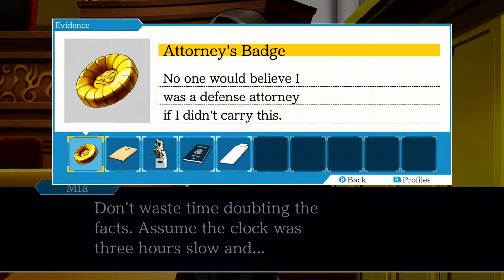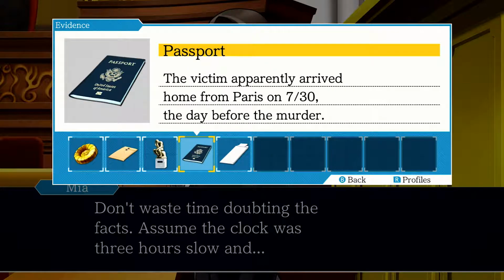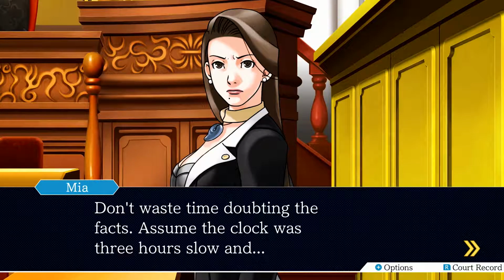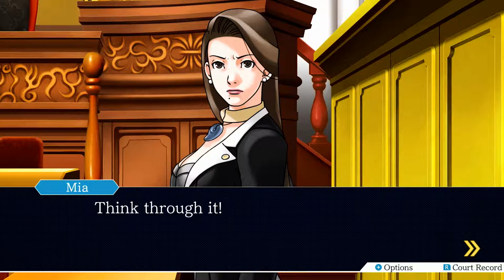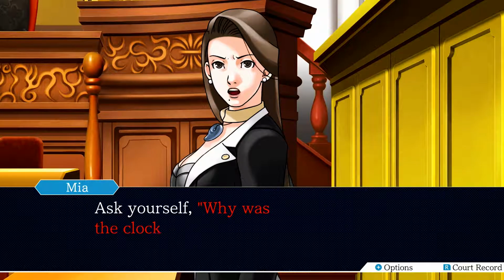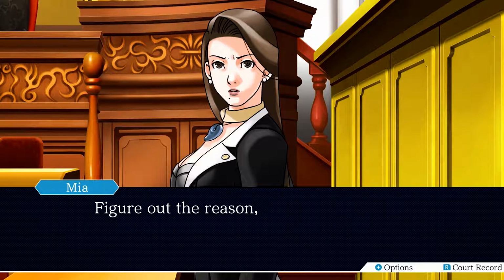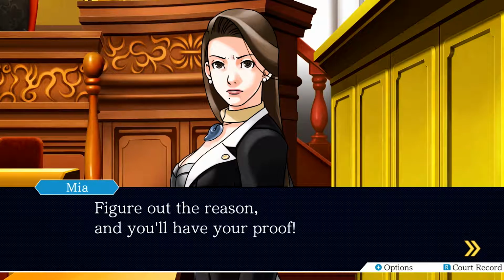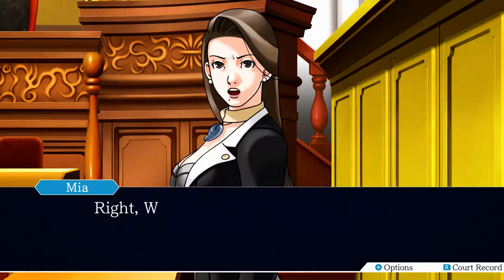Assume the clock was 3 hours slow, and think through it. Ask yourself, why was the clock 3 hours slow? Because she was Gilligan. Because she took a 3-hour tour. She took a 3-hour tour, and that somehow changed the clock. Figure out the reason, and you'll have your proof.